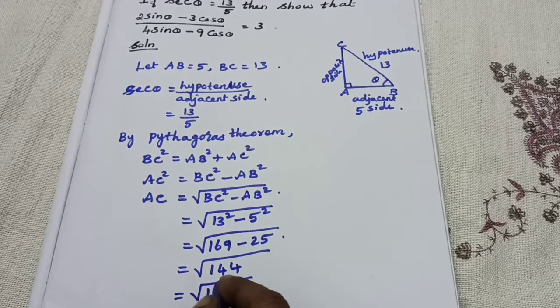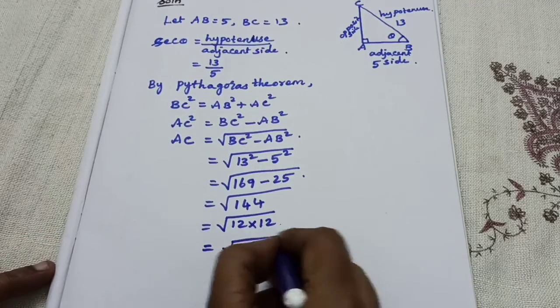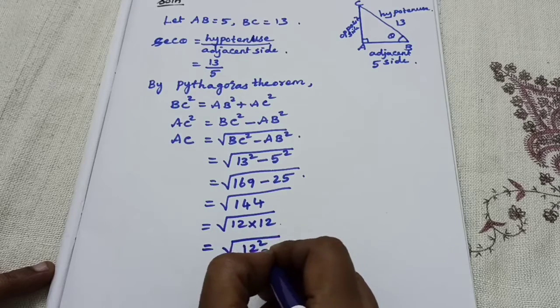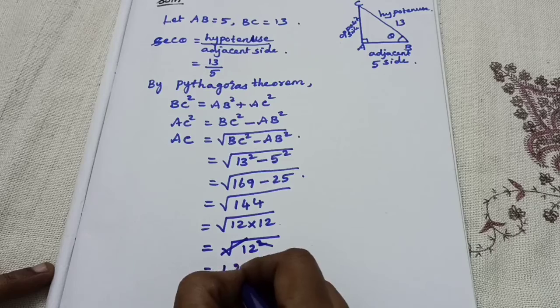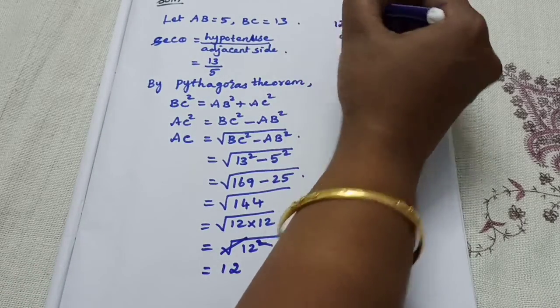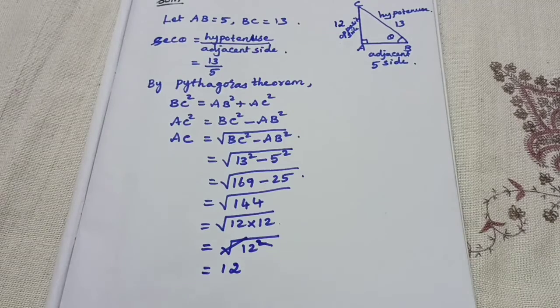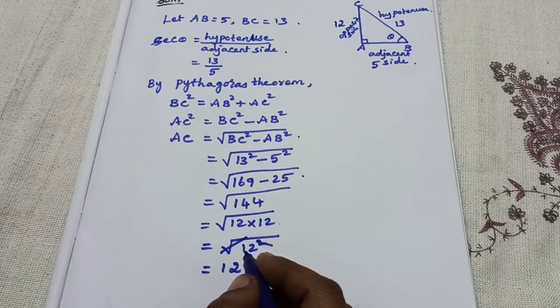12 12s are 144. Therefore, we can write 12 square. This square and the square root we can cancel. Then we get 12. AC is equal to 12. Have you understood? AC is equal to 12. Then one by one we have to find the ratios.